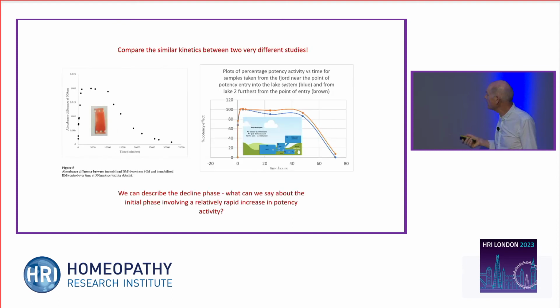So just to remind you, we've seen this pattern before: a very rapid increase in activity, a plateau, and a slow decline. With the lake system, it was the same: a very rapid increase in activity, a plateau of over several hours, and then a slow decline. The timescales are faster in the lake system than they are in immobilized dye. I don't know why that is. In the paper, I offered an explanation, but to be honest, I don't know. It's one of the many questions that we have.